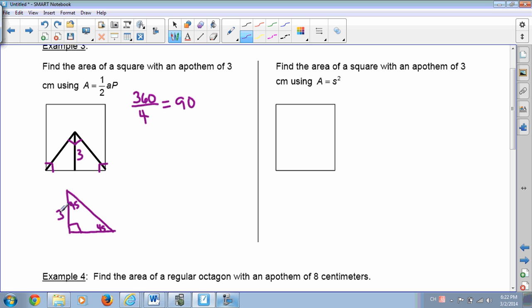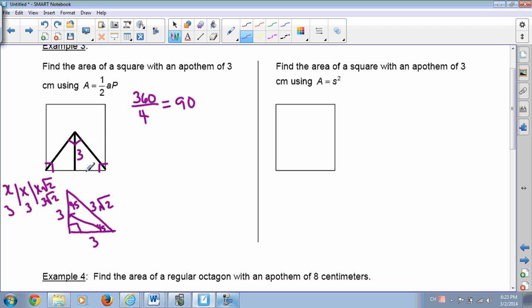So if this side length is 3, which is across from our 45, remember 45, 45, 90 is x, x, x square root of 2. We know our x is 3, our other x is 3, and our hypotenuse is 3 square root of 2. So our side lengths here are 3 and 3, and our hypotenuse is 3 square root of 2. Well, what are we trying to look for here? We have the apothem, which is 3. We're looking for the perimeter, or the distance around our square.